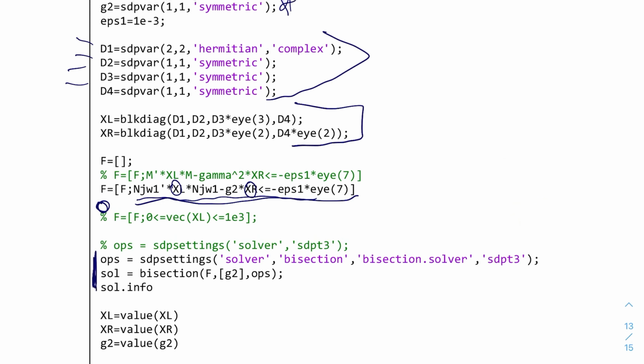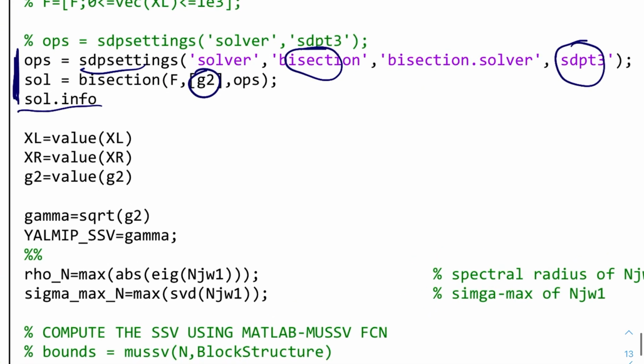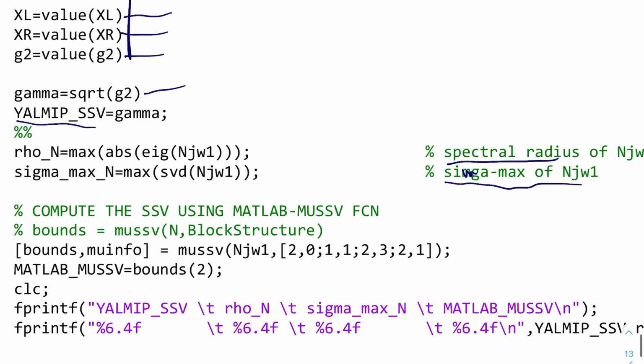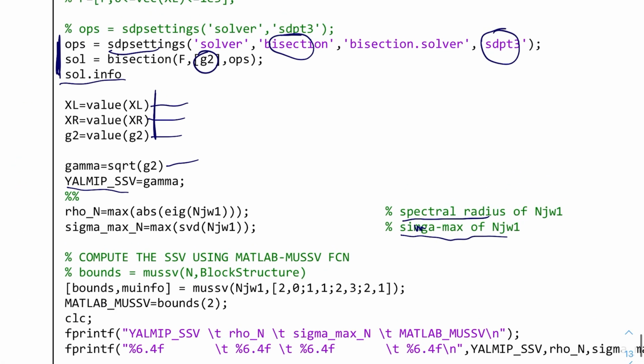And this is a bisection problem. Just the SCP settings: we are stating that we are using SCP-D3 and bisection. We are bisecting over the G2 variable, and then we're checking the results. We get XL and XR and then G2, and then we get gamma by taking the square root of G2. We are assigning it to the YALMIP SSV variable, and then computing the spectral radius and sigma max of N.